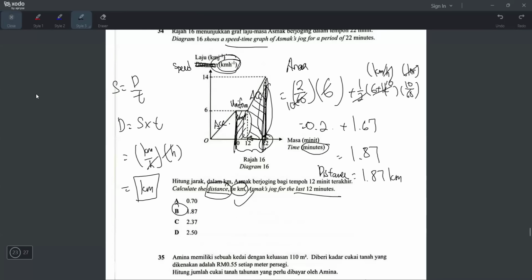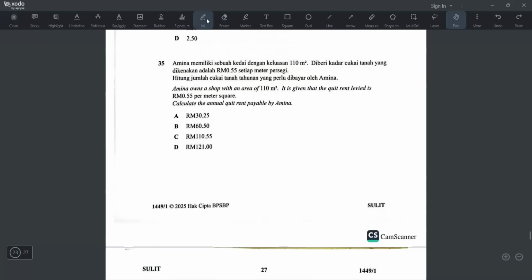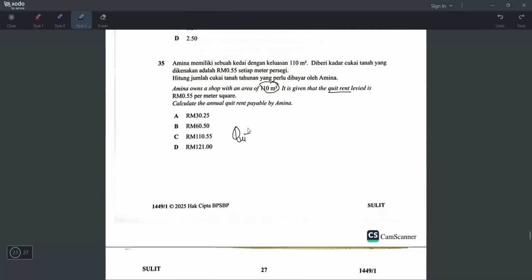Okay, sudah siap. Okay, 35. Amina owns a shop with an area of 110 meter square. Given that the quit rent, okay, I know which chapter already. Form 5, chapter 4, bab 4, the cukai. Okay, let's talk about the quit rent punya formula, ataupun cukai tanah. The quit rent formula is you take the total land area, ataupun dia punya luas, jumlah luas tanah, total land area, usually in meter square, darab dengan the rate.